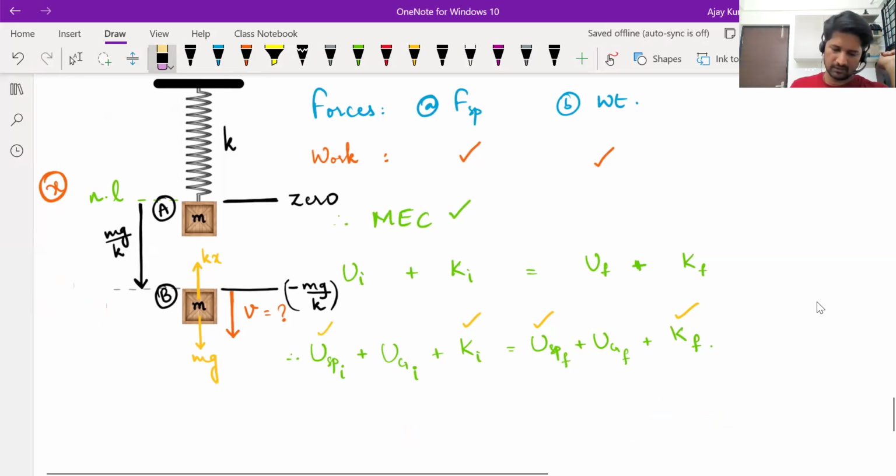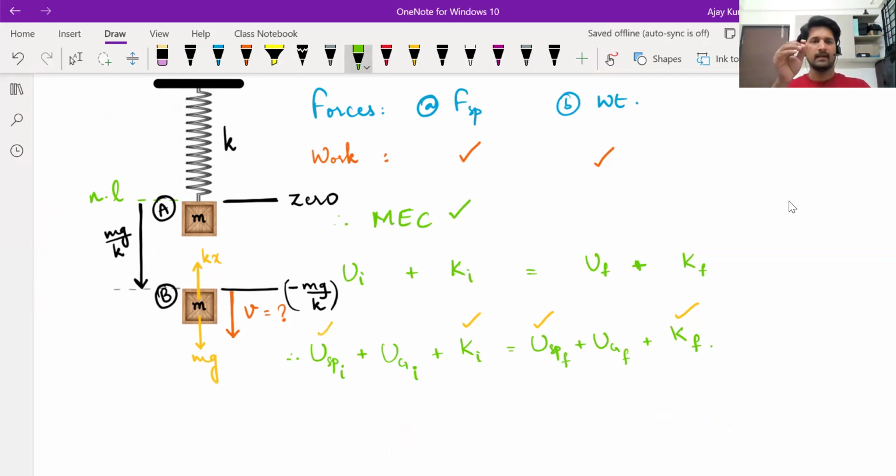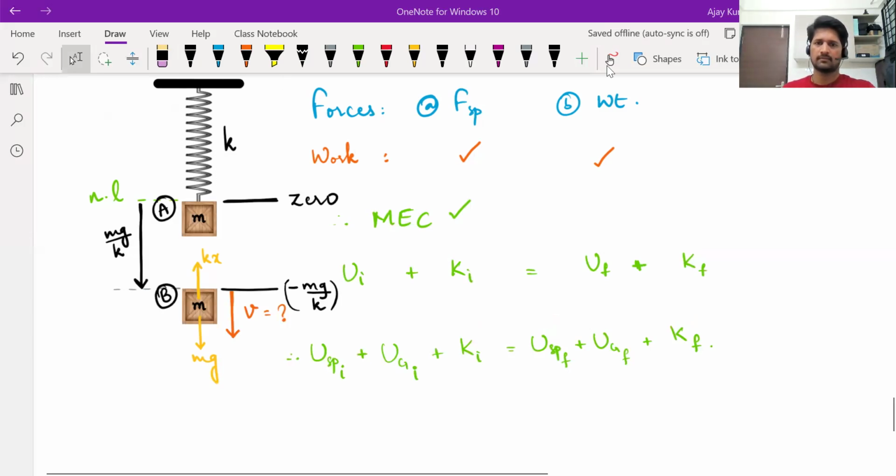Okay. Let's substitute the values now. I'll just write the formula. You do the substitution. Numerical values are not given. Directly from the formula, we'll get the answer. One of you tell me, at position A, which is the initial position, how much is the potential energy stored in the spring? Potential energy stored in the spring at initial position. How much is it? Sir, 0. 0 is correct.